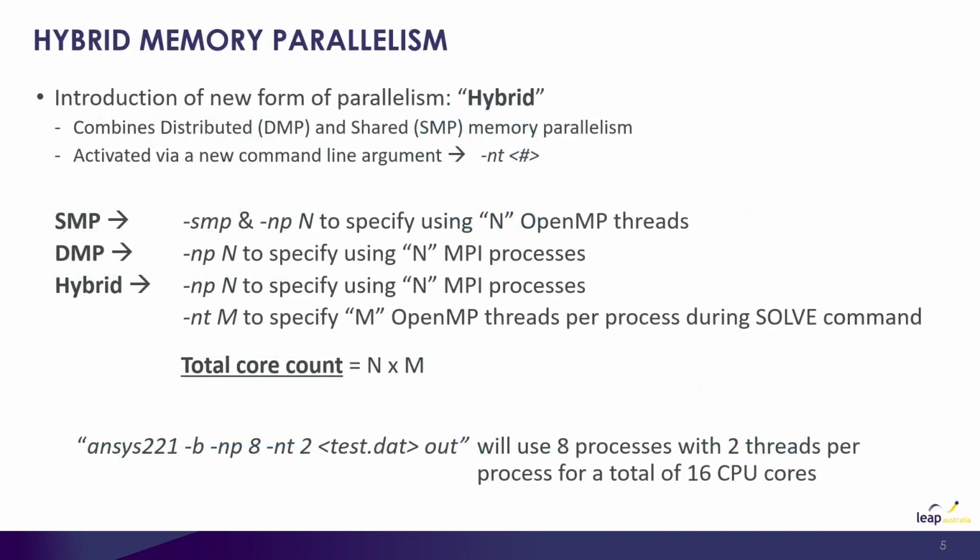Okay, next one is potentially big for those running large models on large core counts. We have a new form of parallelism at the solver side in between shared and distributed. So where shared, all cores share a memory space, and distributed, each core has a partitioned memory space of its own. Hybrid is somewhere in the middle where you have a partially partitioned memory space shared by some cores. And that'll make a bit more sense on the next slide.